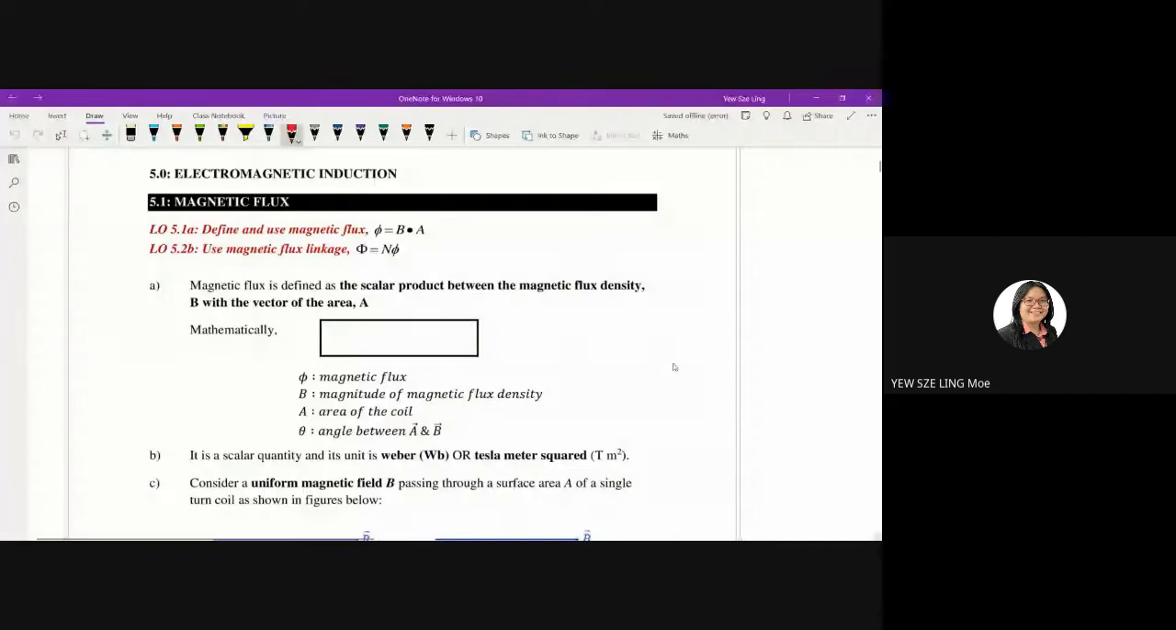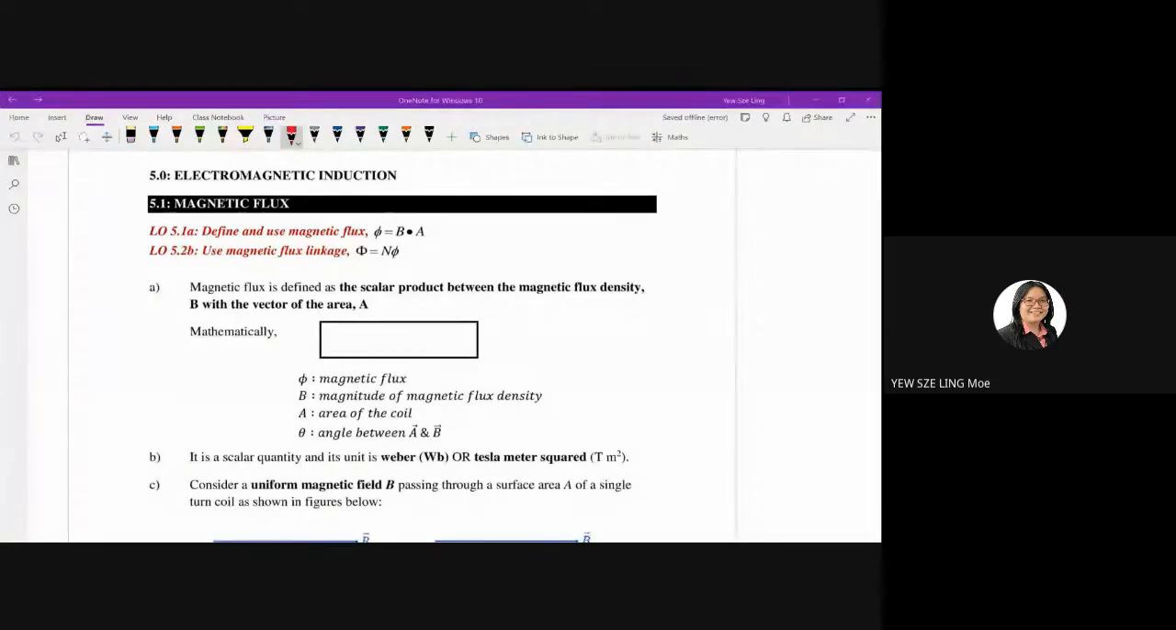All right, so we'll be doing a brand new chapter today, which is electromagnetic induction. Electromagnetic induction is somewhat similar to chapter 4, magnetic field. But the difference is, in chapter 4 we use currents to generate motion. In this chapter, we are going to do it in a reverse way. We use motion to generate induced current. So that is a different thing.